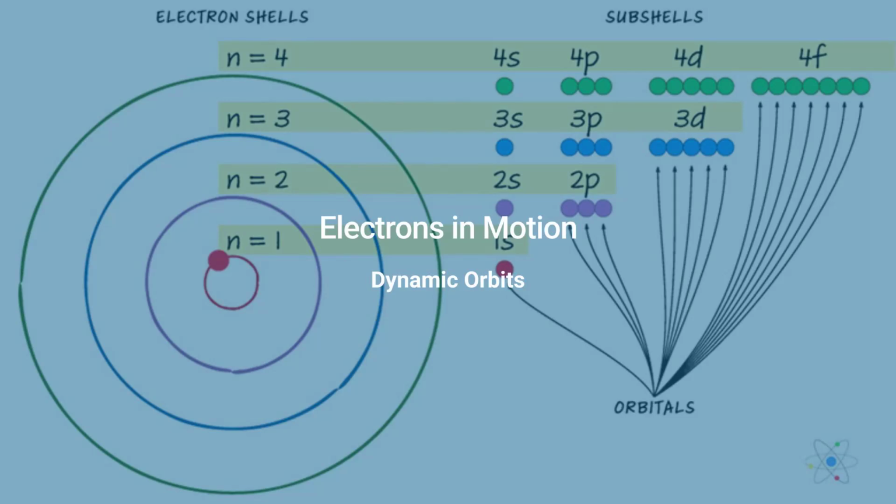Orbiting the nucleus are electrons, tiny negatively charged particles that move at incredibly high speeds. Unlike the fixed orbits often depicted in older models, electrons occupy regions of space called electron shells or energy levels. Their movement is more like a cloud of probability rather than a simple planetary path.